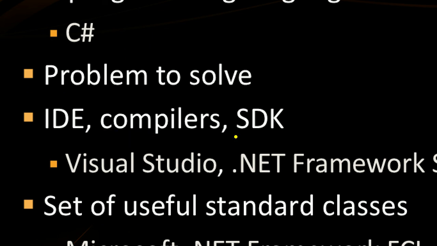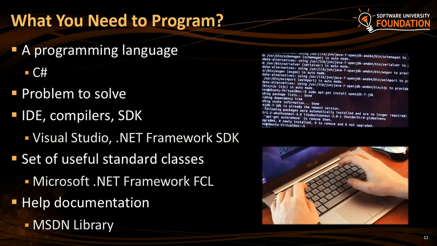Compiler, this CSC. When you click F6 in Visual Studio, it invokes csc.exe, compiles the program, and if CSC says there are problems, Visual Studio displays them in the error list. And SDK, what is SDK? Software Development Kit. This is the set of tools you need when you develop for some specific platform. For example, if you want to develop Android applications, you need to use Android SDK. If you need to develop Windows applications, you need .NET Framework SDK.